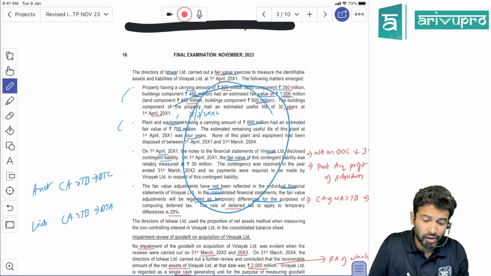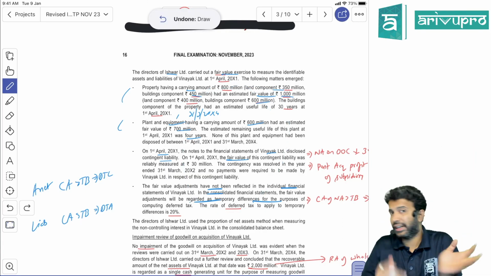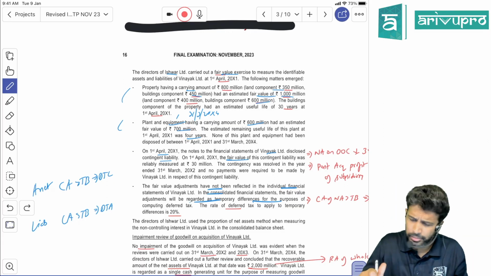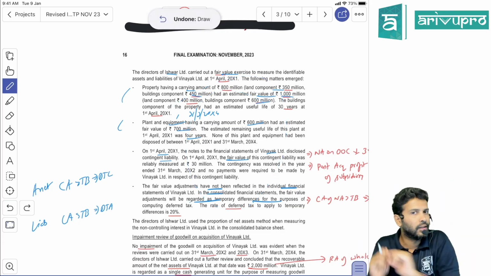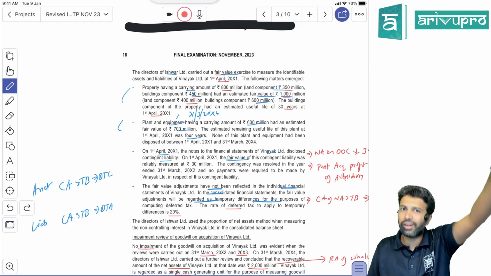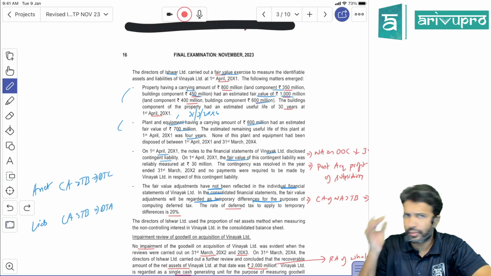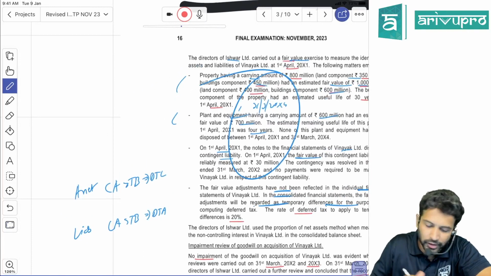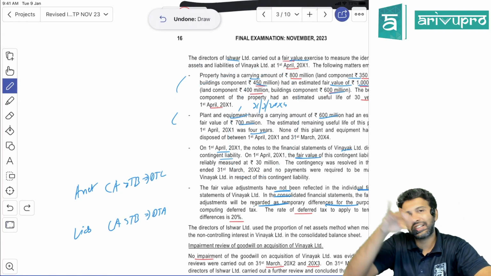But all this fair value exercise is only an IND AS requirement. It is not there in the Income Tax Act. In the Income Tax Act, the tax base will not increase because there is no fair value adjustment in income tax. It's only accounting, that too IND AS 110 or IND AS 103 accounting. So due to this particular fair value adjustment, carrying amount will increase, but tax base will remain the same.